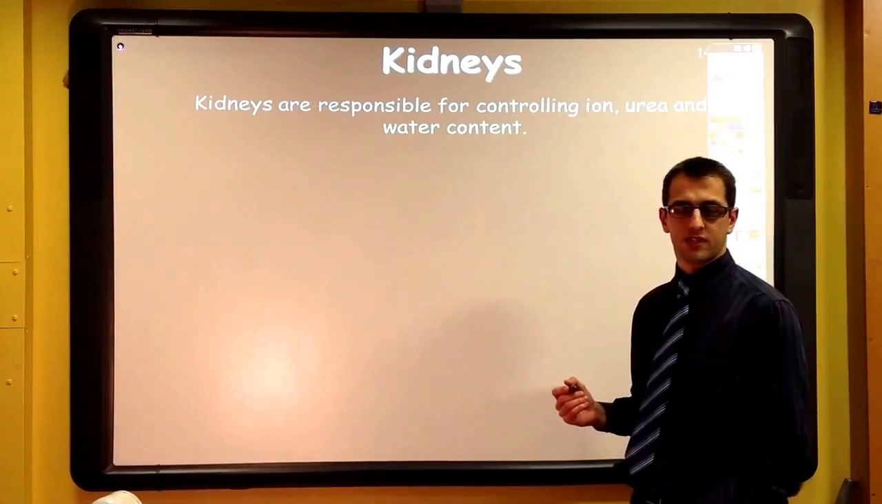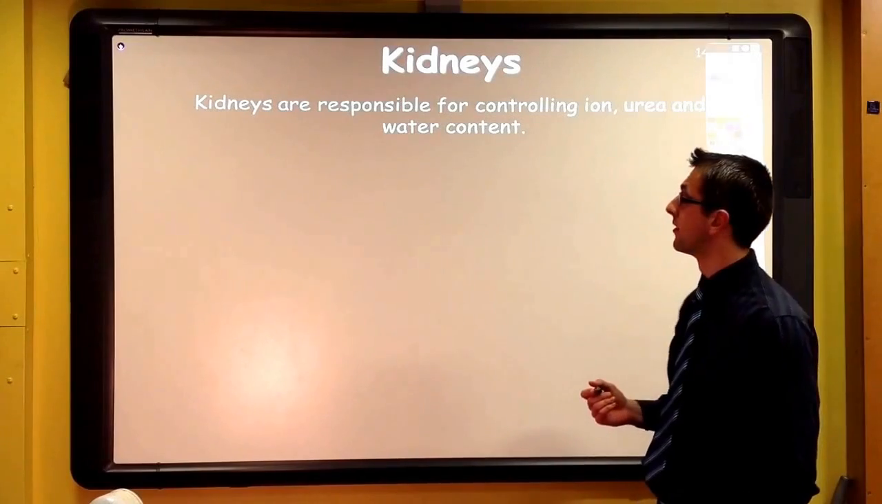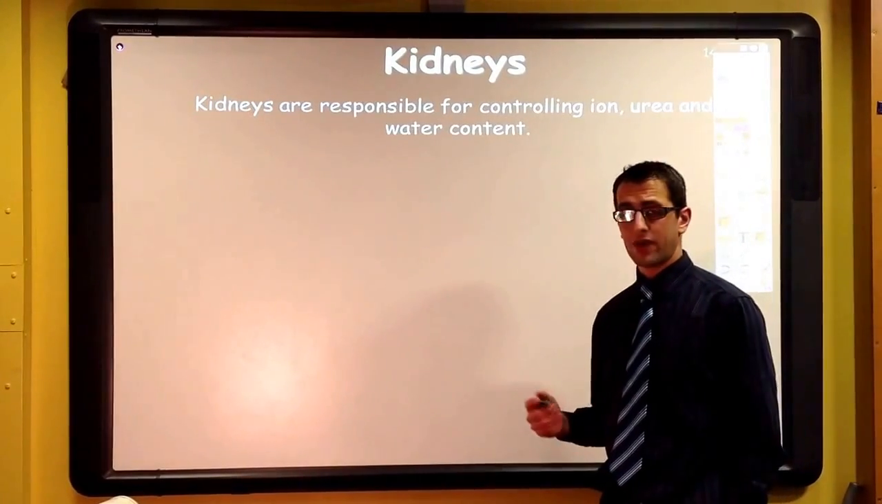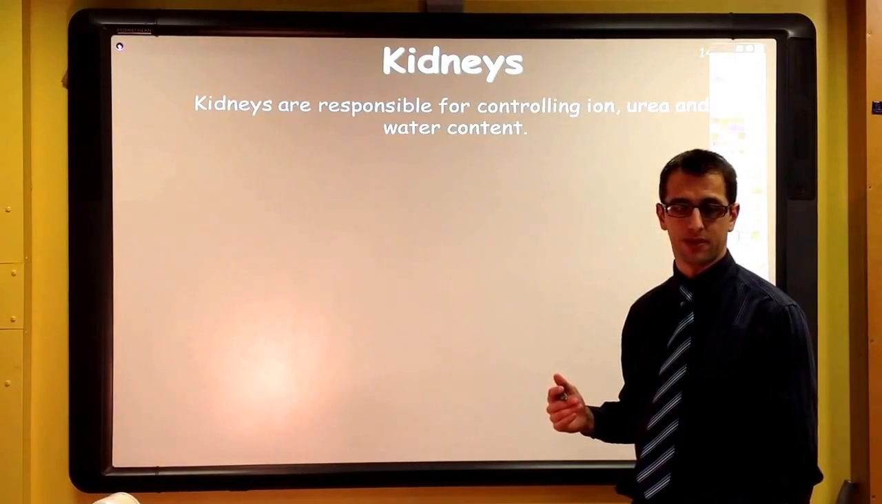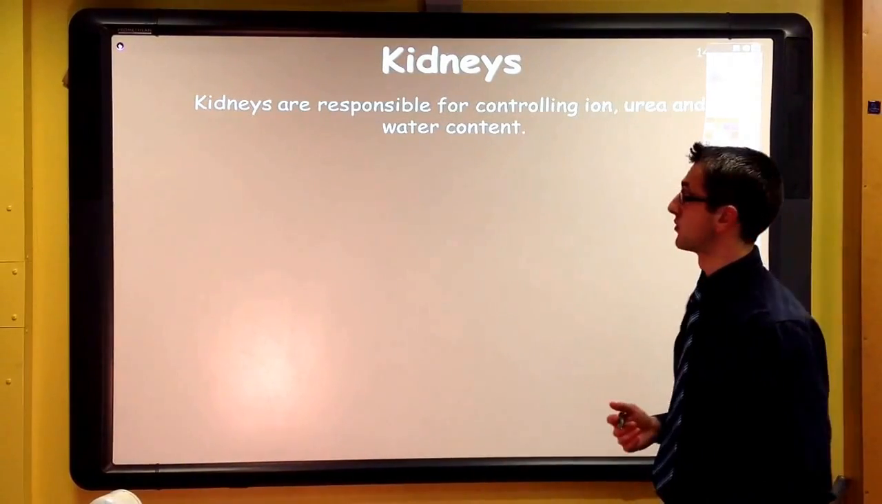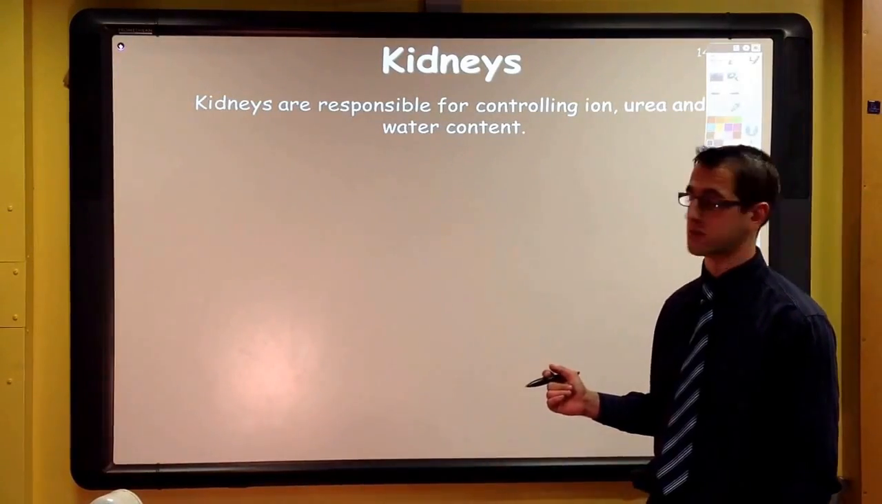This is the homeostasis section for the control of body water content. As with all homeostatic mechanisms, a constant level must be maintained, as we've looked at with glucose and temperature. We're now looking at the role of the kidney in controlling body water content.